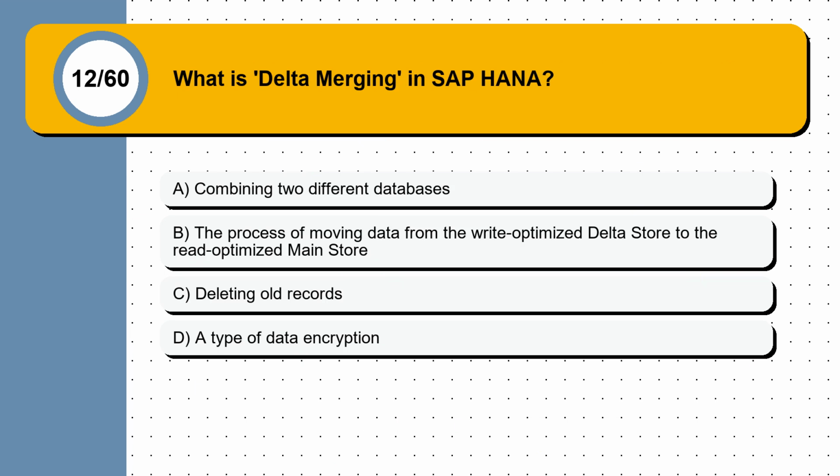Question 12. What is delta merging in SAP HANA? Option A, combining two different databases. Option B, the process of moving data from the write-optimized delta store to the read-optimized main store. Option C, deleting old records. Option D, a type of data encryption.